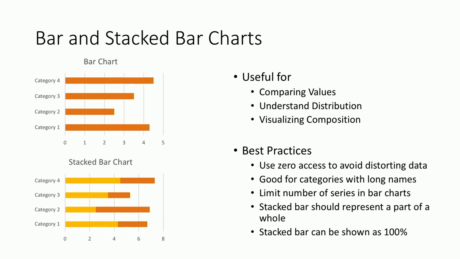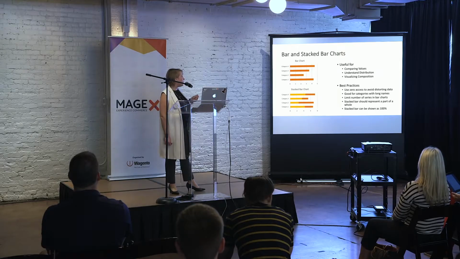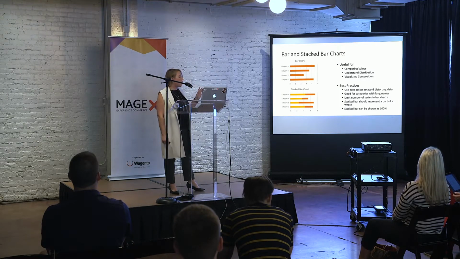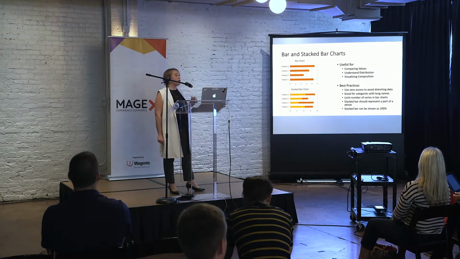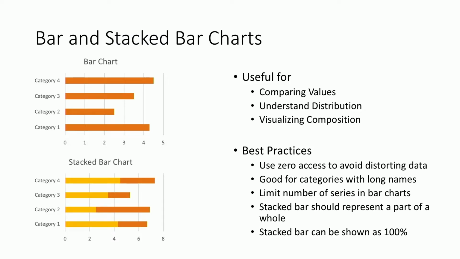So we have bar charts and stacked bar charts, which are pretty similar to column ones, although they're not very good for using over time. So this is just for categorical data usually. You can use them to compare values, distribution, and then the stacked ones are for visualizing composition again. We also want to make sure we have the zero axis here. But these are really good for categories with long names. So our brains like to read from left to right. And if we put the category name at the beginning here, we kind of just read it and go right into that piece of data. Again, make sure the bar charts are representing a part of the whole.